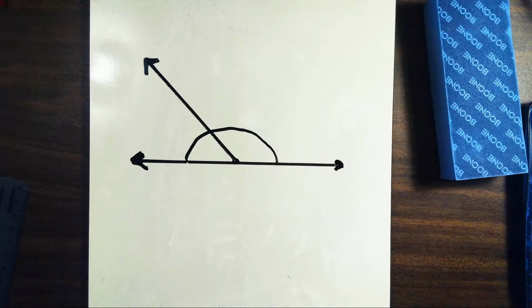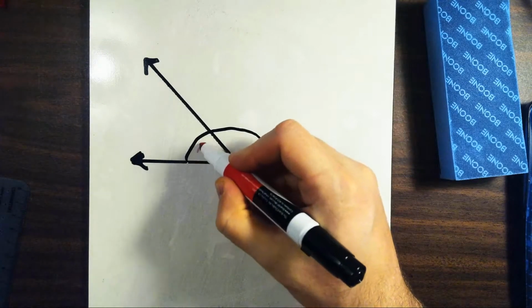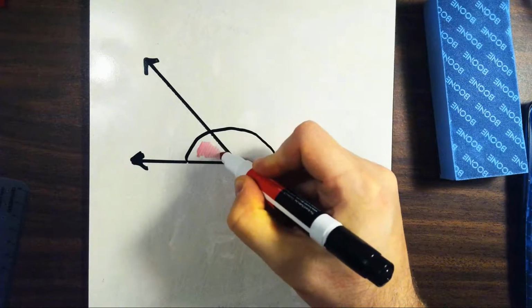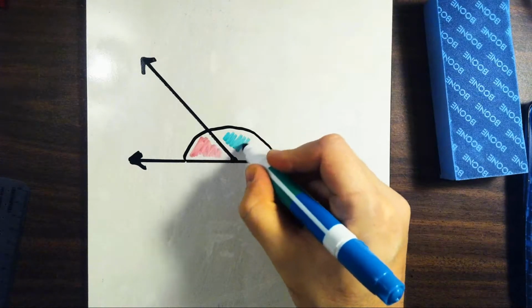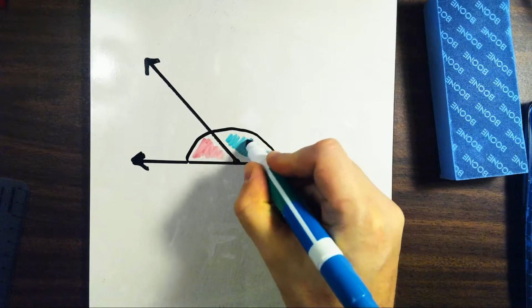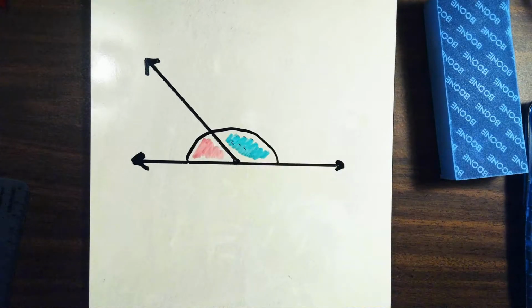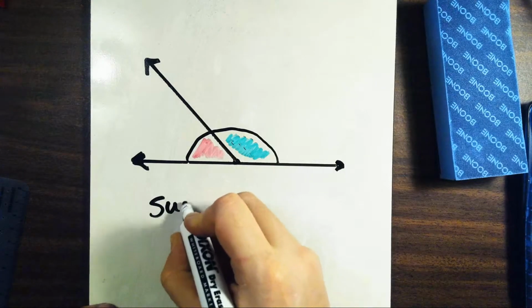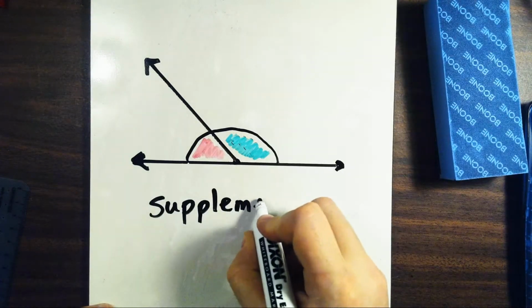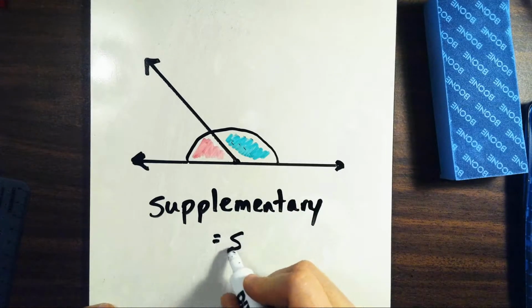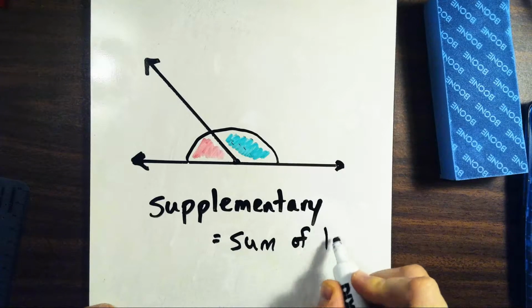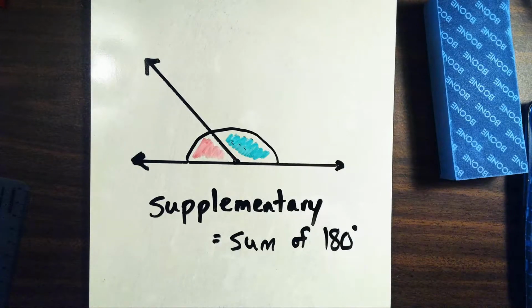Now what I've done here again is I split my 180 degree angle up into two angles. This red one right here and this green one right here. These two angles here combine to form a straight angle. They are said to be supplementary. Supplementary angles have a sum of 180 degrees.